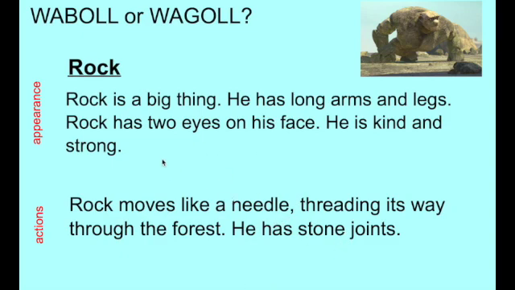So, what you're going to do for your task is to pick one of these characters and to write a short description of their appearance and their actions, how they move and what they do and what they look like, in the top paragraph. So I'm going to do a bit of an example on that, and then you're going to get going and writing your own one.